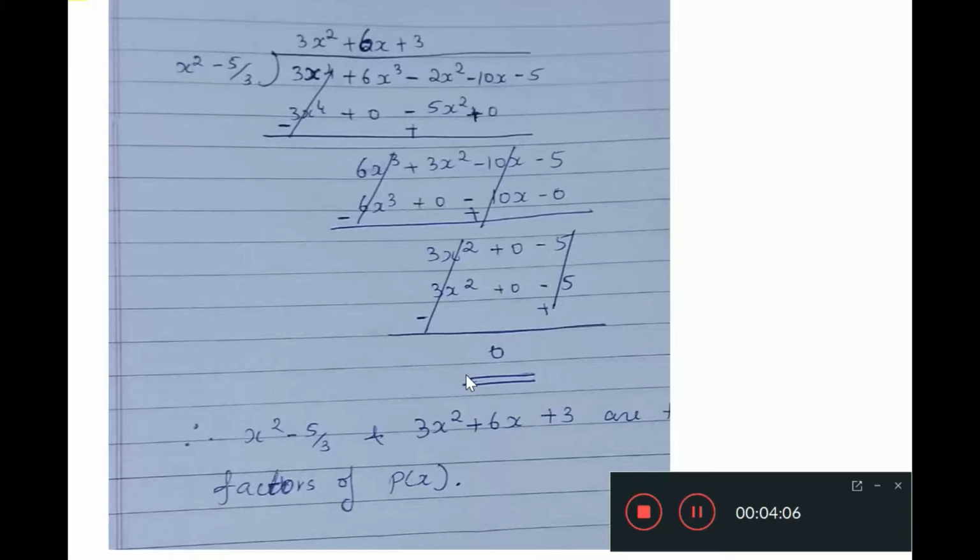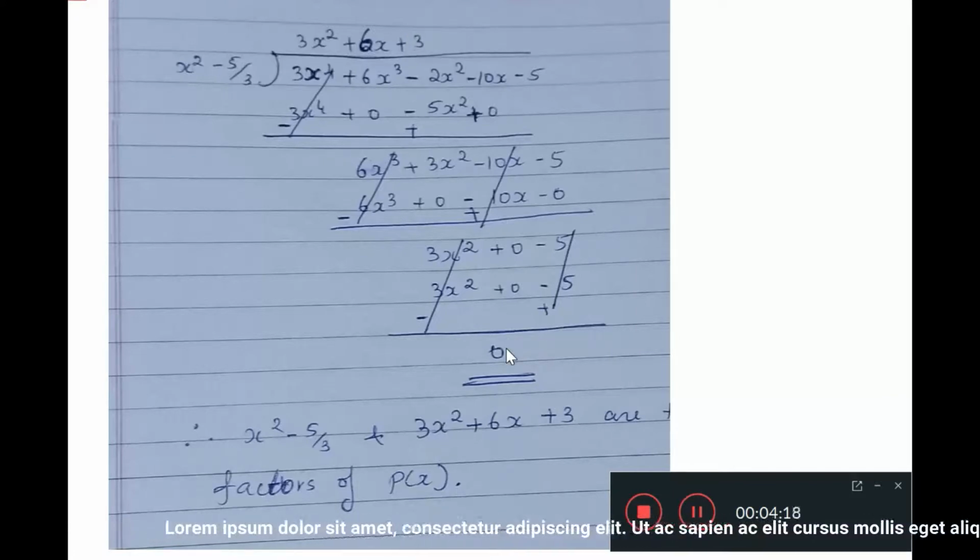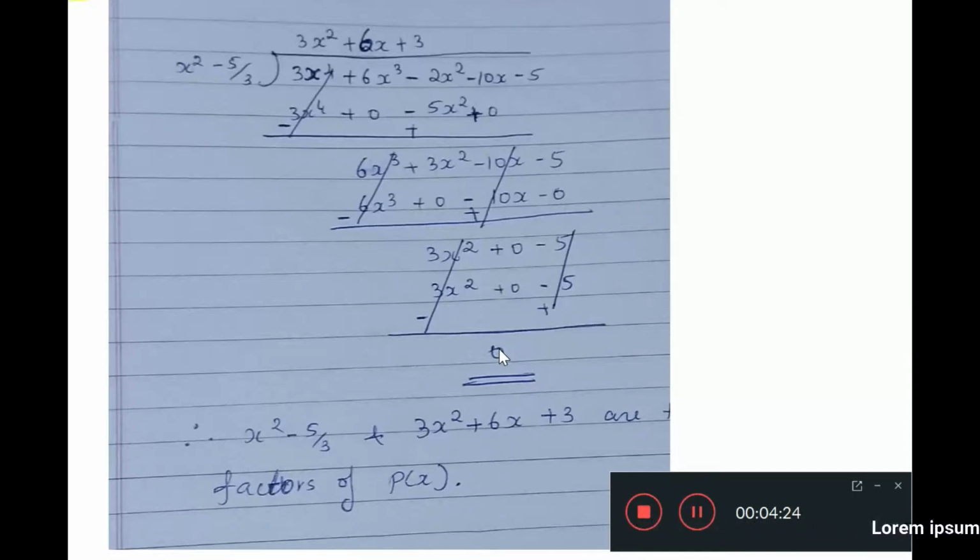We perform the division till we get the remainder as 0, in case the quotient is a perfect factor, or else we will get some remainder. That we need to write in the equation: dividend is equal to divisor into quotient plus remainder. So over here we got x square minus 5 by 3 as the first factor, and 3x square plus 6x plus 3 as the second factor. So this is how the division is carried out.